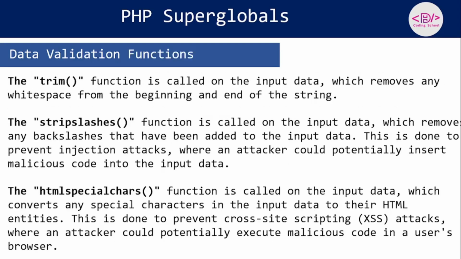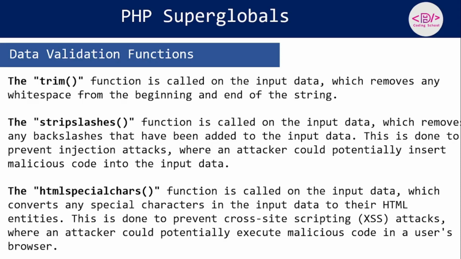As we are going to do data validation and sanitization, there are some functions we are going to use. The first one is the trim function. The trim function is called on the input data, and it removes any white spaces from the beginning and the end of the string. Another one is strip slashes. The strip slashes function is used to remove any backslashes that have been added to the input data. This is done to prevent injection attacks, where an attacker could potentially insert malicious code inside the input.